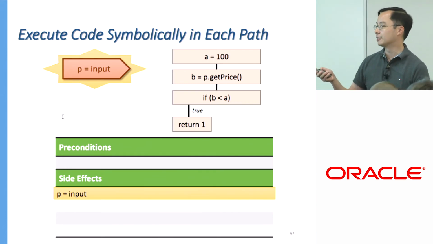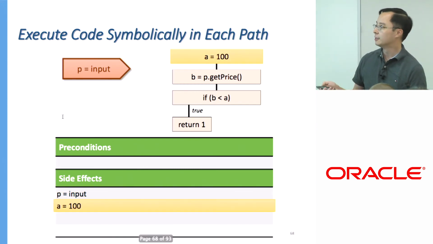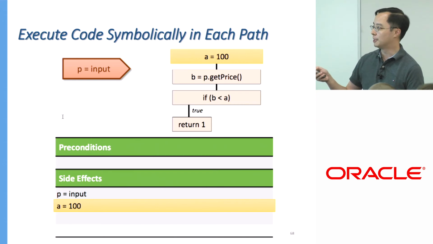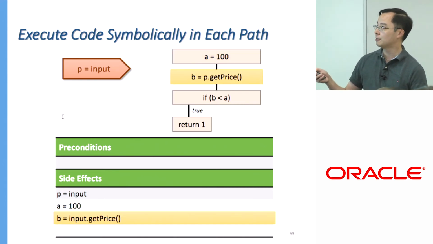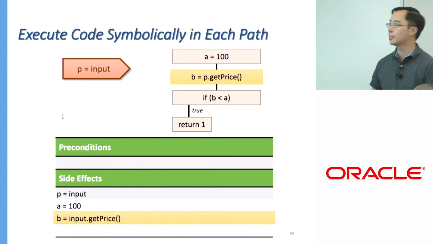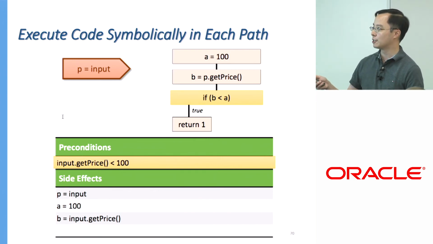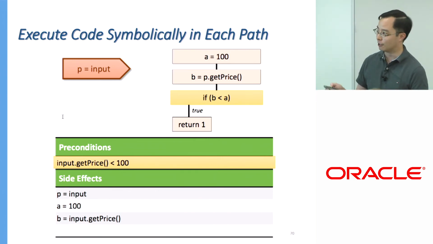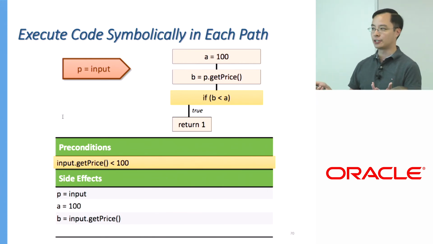So just to go through it again, we set p to be a symbolic input. When we run the first instruction, we see that a is set to 100. The second instruction, we have b equals p.getPrice. So p is input, so b becomes input.getPrice. And then we have this branching instruction. In this case, for this path, the branch should evaluate to false. So we take this branch, nothing changes, but we set it as a precondition.